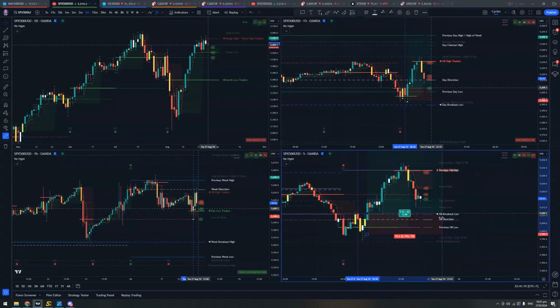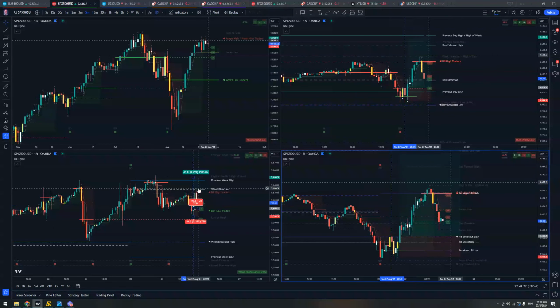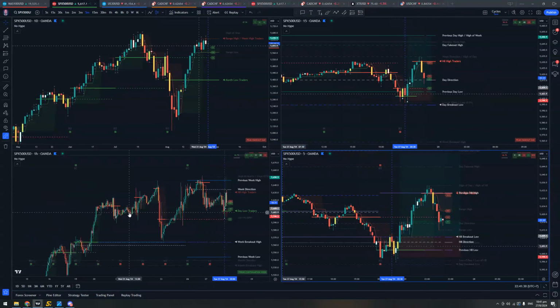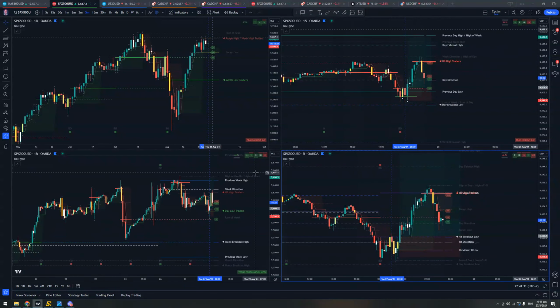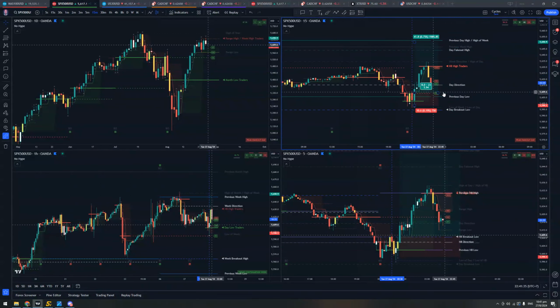Still in this, haven't been taken out, but my runners are at break even. Took partials at that previous H8 high as well as the high of the day, trading right into that weak direction. Yeah, so attempting to take this all the way back up to the previous day high, runners at break even.